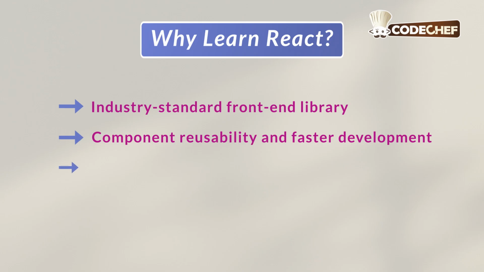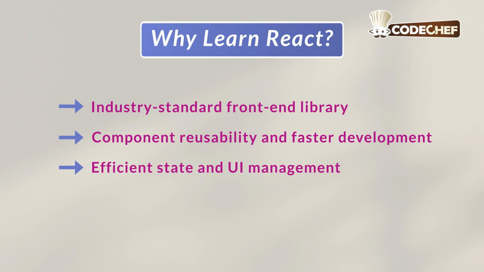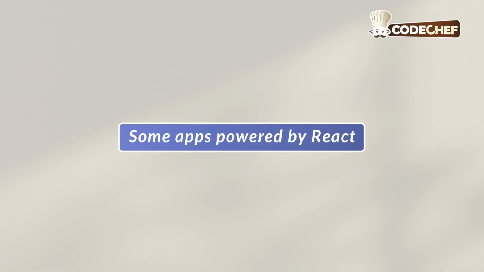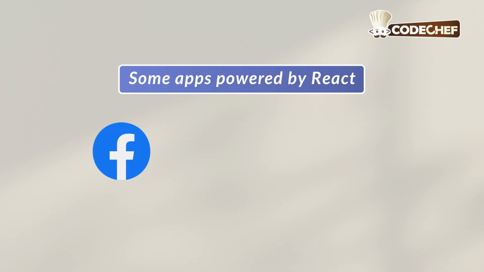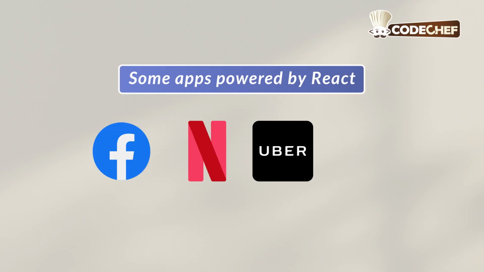It also has efficient state and user interface management, which means React keeps your user interface in sync with your application data. So when the state changes, the user interface automatically updates in a predictable way. Now here are some popular apps which are powered by React, namely Facebook, Netflix, Uber, and Airbnb.